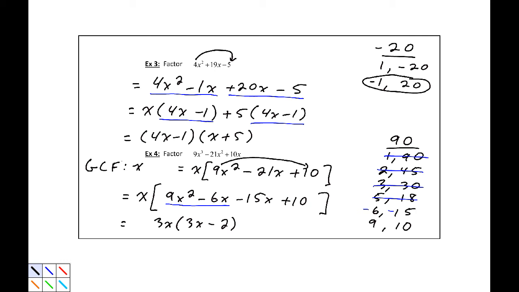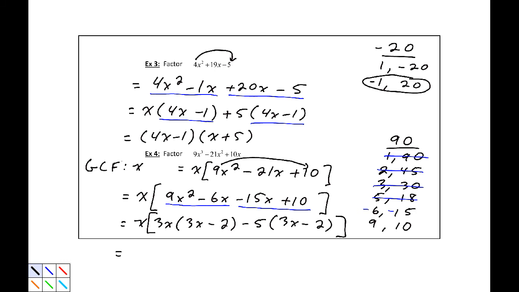And the second two terms, negative 15x plus 10, have a 5 that I could factor out of those. I'm going to take that as a negative 5 because that 15 is negative. That will result in 3x minus 2. Now I'm going to keep my brackets around this and my x. I don't want to forget about my greatest common factor.